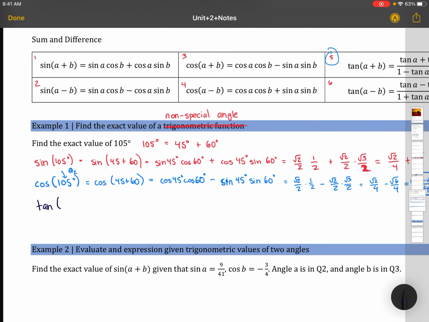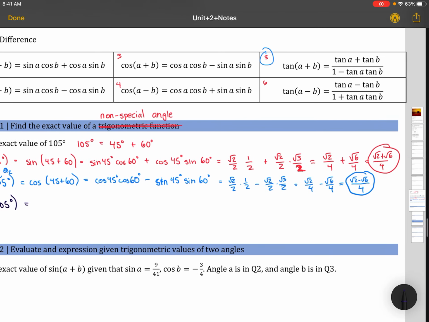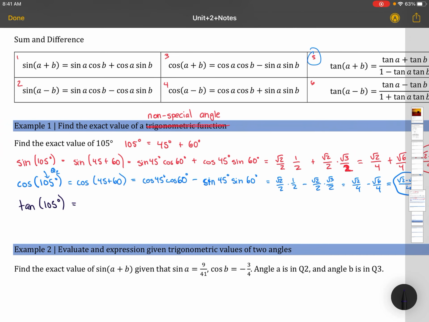So then we have tangent 105 degrees, and we're just going to use this fifth formula because we're adding our two angles. So that's going to be tangent, we'll skip the a plus b part. A is going to be 45, b is going to be 60. So it's going to be the tangent of 45 plus the tangent of 60 divided by 1 minus the tangent of 45 times the tangent of 60.